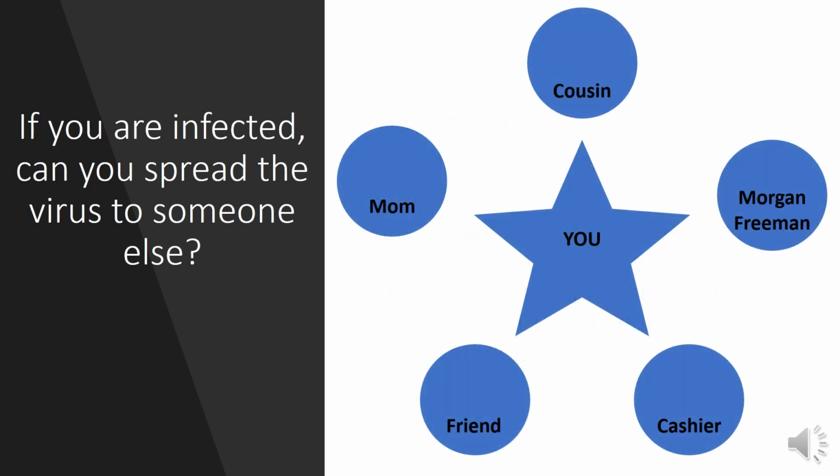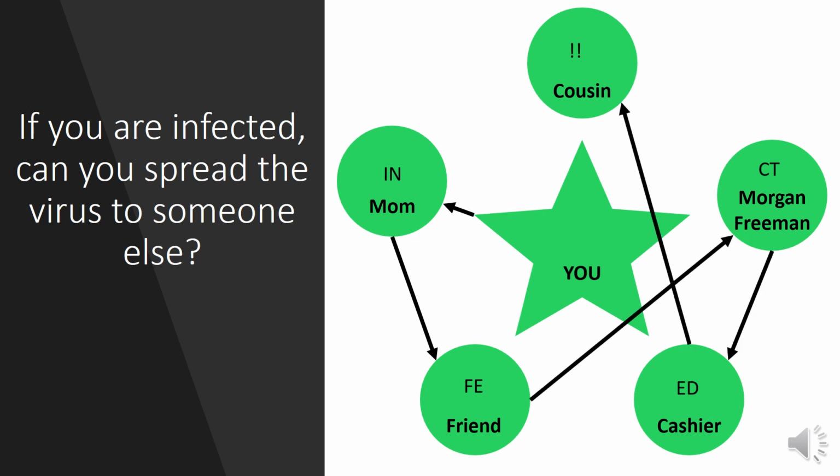Here's an example of how fast the virus can spread. You have the virus and you go and talk to your mom. She's now infected. Then you go and see your friend and they are now infected too. You decide you need to take a trip to the grocery store and you are not wearing a mask. You see Morgan Freeman and are excited to talk to him because he's your favorite actor. You just infected Morgan Freeman with the virus. You check out at the grocery store and infect the cashier on your way out, and then you go and drop some food off to your cousin and infect them. Now everyone who is in contact with those people will also be infected. This is how community spread of the virus works.